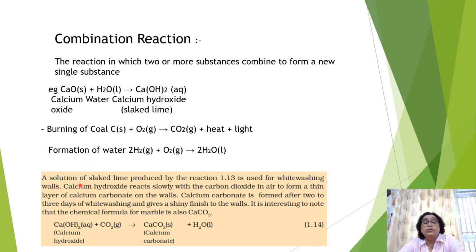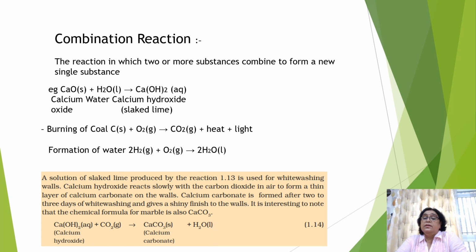Okay. So when a solution of slaked lime produced in the above reaction is reacted with carbon dioxide, calcium carbonate is formed. And this calcium carbonate is used for whitewashing, giving a shiny finish to the walls. It is interesting to note the formula of calcium carbonate is the same formula as that of marble. So calcium hydroxide plus carbon dioxide gives you calcium carbonate plus water. So slaked lime is used for whitewashing the walls.